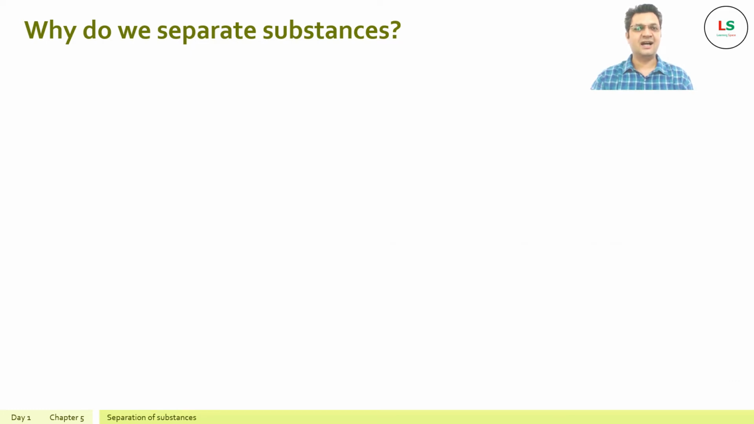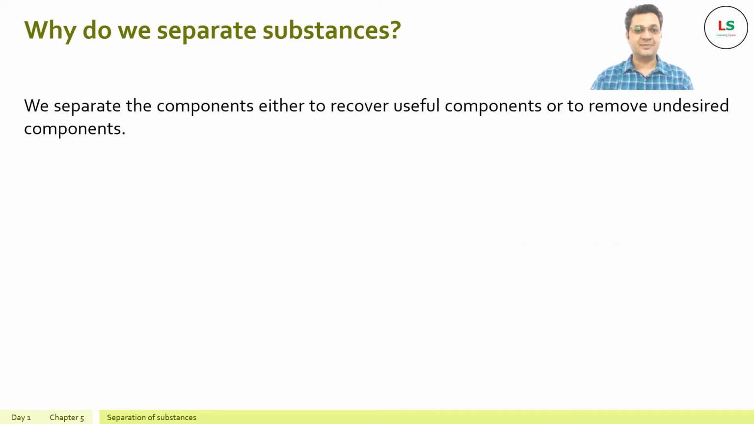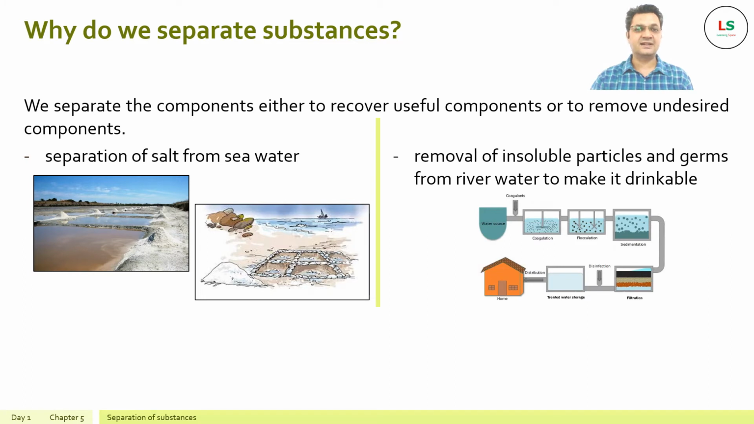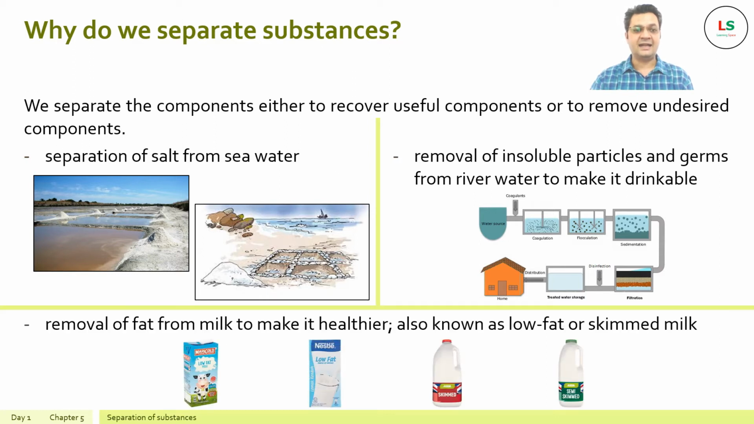So we have found answer to our question. We separate the components either to recover useful components or to remove undesired components. Here we have few more examples. The first one is related to the separation of salt from seawater. The second one is related to removal of insoluble particles and germs from river water to make it drinkable. And thirdly, we have removal of fat from milk to make it healthier. This milk is also known as low fat or skimmed milk.